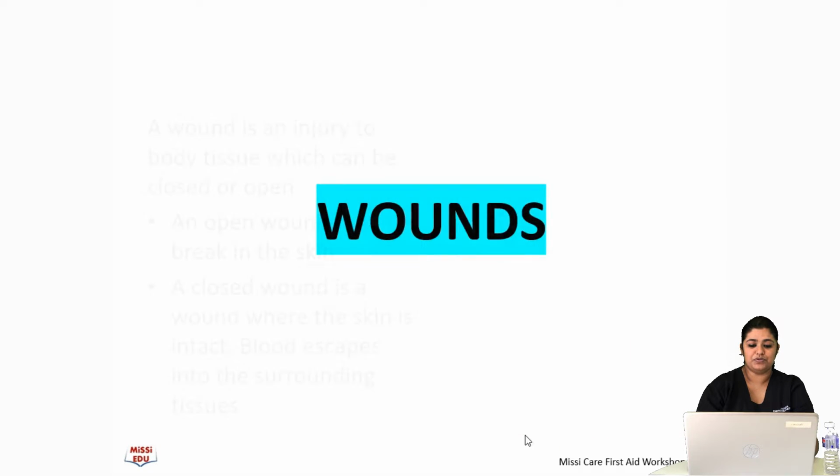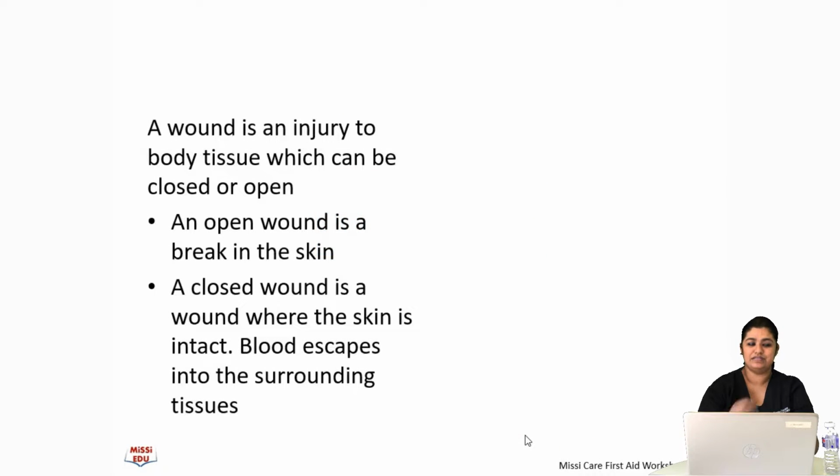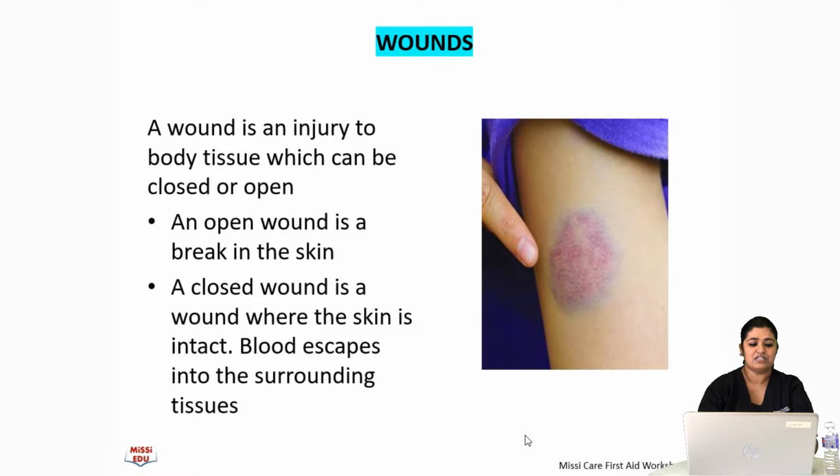So now moving to wounds, I'm going to explain the types of wounds we have. A wound is an injury to body tissue which can be a closed or an open wound. An open wound is a break in the skin. A closed wound is a wound where the skin is intact but blood escapes into the surrounding tissues.